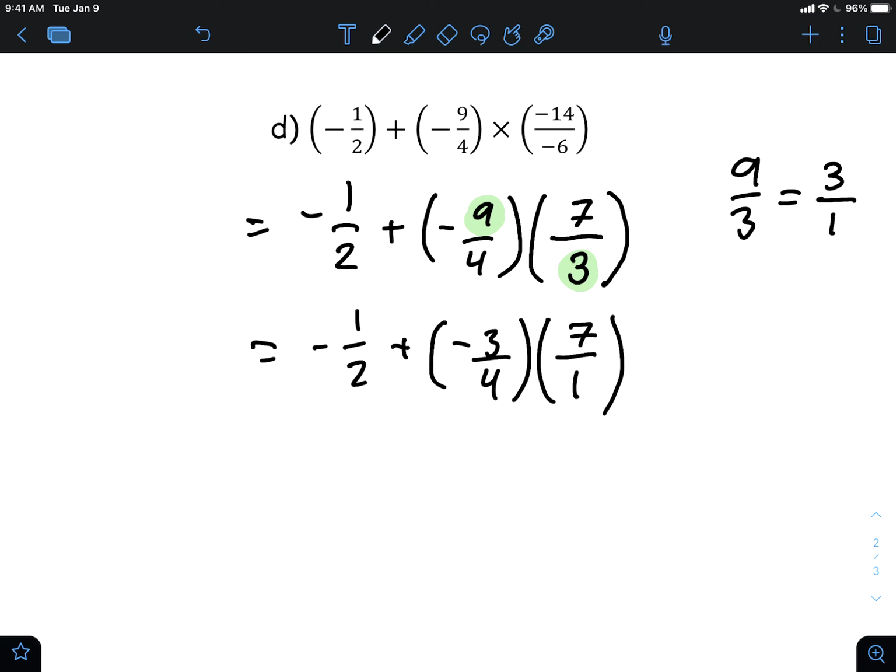The nice thing also about doing these cancellations before you carry out any multiplication is that it usually gets you closer to the reduced form. Because otherwise, if I had just done 9 times 7, that gets me 63. 4 times 3, that gets me 12. 63 over 12 would not actually be the most reduced form it could be, because we could divide it by 3 to get what our actual answer is, which is negative 21 over 4.